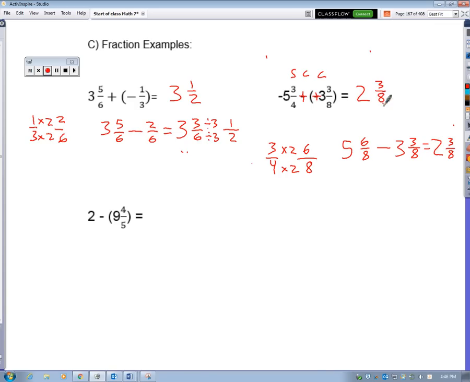Final check to see what sign your answer has to be. In this case, my negative number is bigger. It's further from 0, so my answer has to be negative. Alright, there's our answer to that problem.